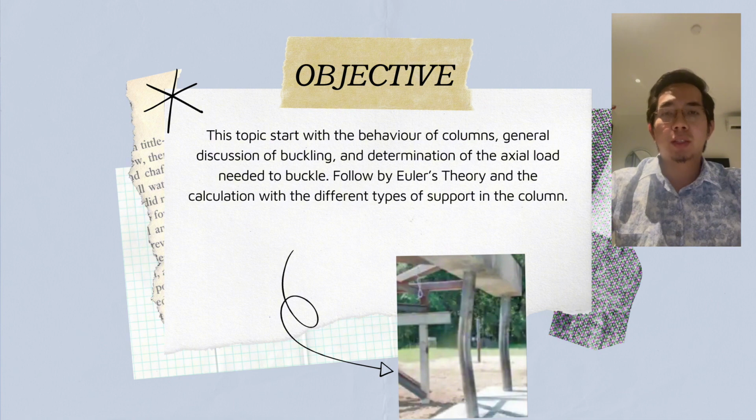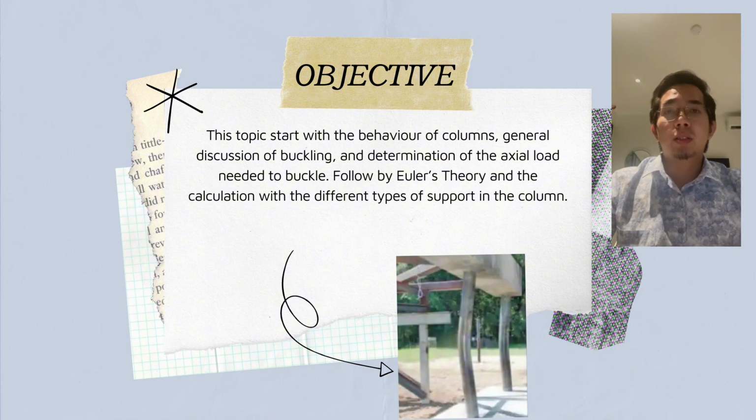Okay, for the objective of this presentation, this topic starts with the behavior of column, generally discusses buckling and determination of the axial load needed to buckle, following the Euler theory and the calculation with the different types of support in the column.